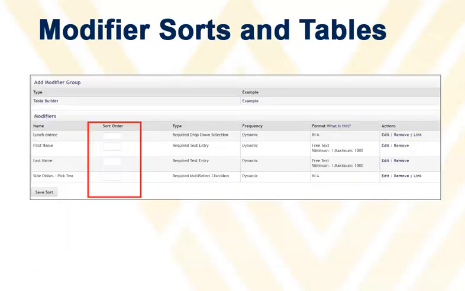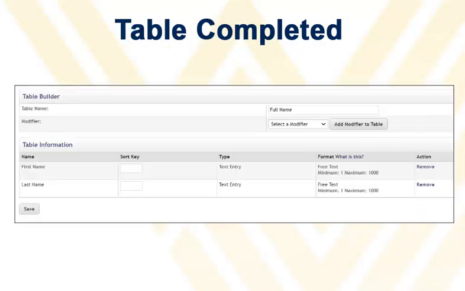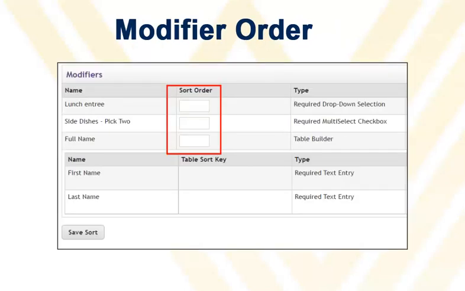After all modifiers are built, you can enter a sort order. You can also group some modifiers in a single row. To do that, for the first and last name, click Table Builder. Name the table. Then click the drop-down arrow and choose the fields one at a time, each time selecting Add Modifier to Table. After you have built the table, click Save. You can set the order in which the modifiers should appear.